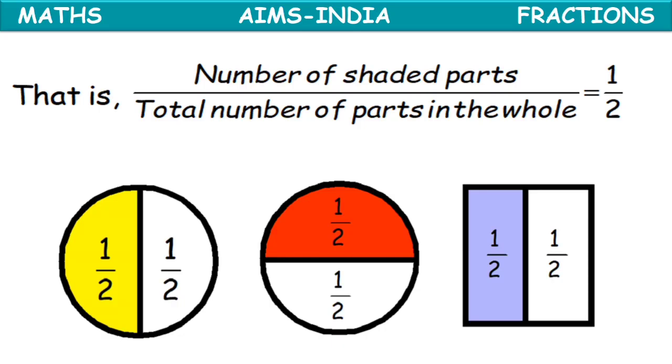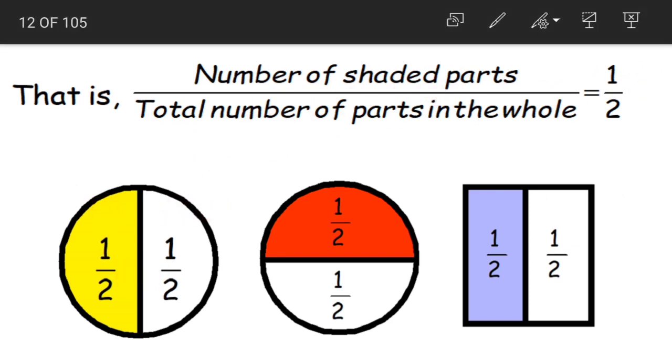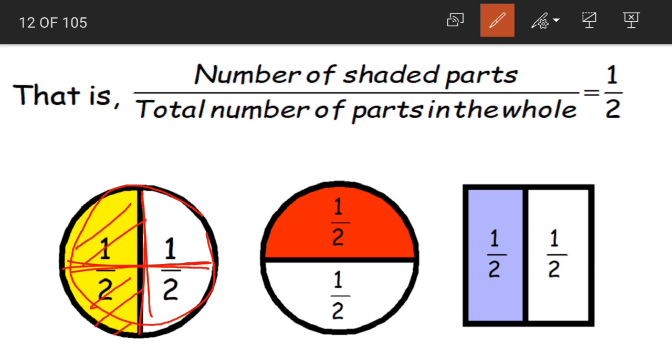I explained to you, right children? How will we write the fraction of the shaded part? Number of shaded parts. Now suppose I have something like this. I have divided the circle into 4 equal parts. Now how many parts are shaded here? 1 and 2. I have divided the circle into 4 equal parts.